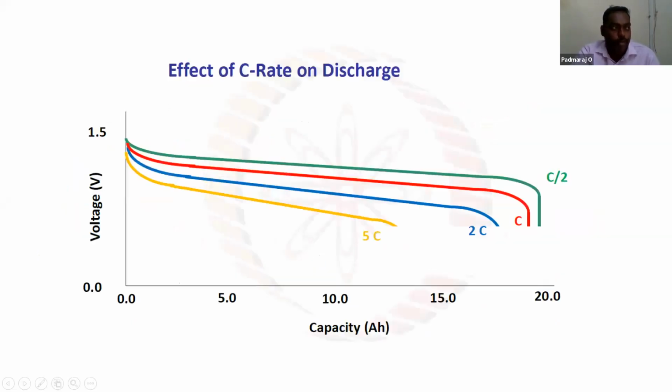Suppose I fabricated one battery. That battery I have charged and discharged at different C rates. So, capacity and voltage at different C rates: how the capacity is varying.